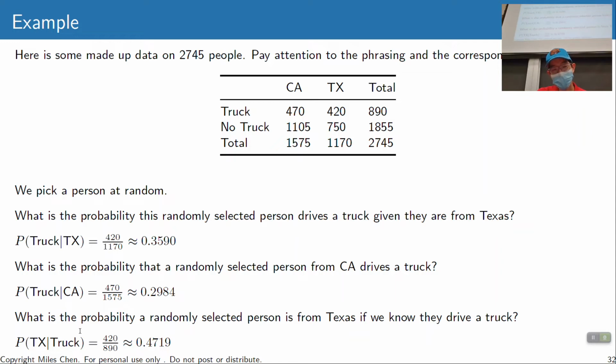The last one says, what's the probability a randomly selected person is from Texas? That's the question that we want to know. What's the probability of Texas? And here it says, if we know they drive a truck, or given they drive a truck. So now we're looking at people who drive trucks. We have 890 people who drive trucks. Of those, 420 are from Texas. So we do 420 divided by 890. We get around 47%, 0.4719.